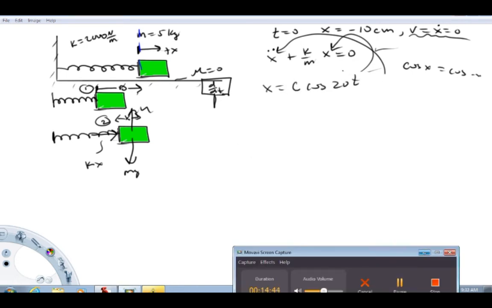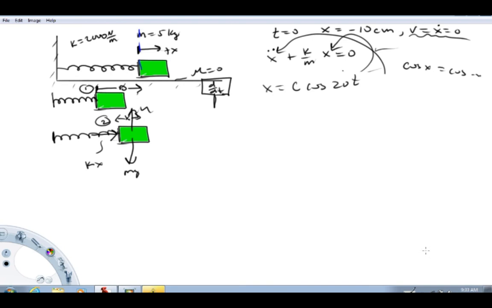All right, I'm back. Got myself some more room here, some more writing space. So we've got our solution we're working with: x equals a constant c times cosine of 20t.